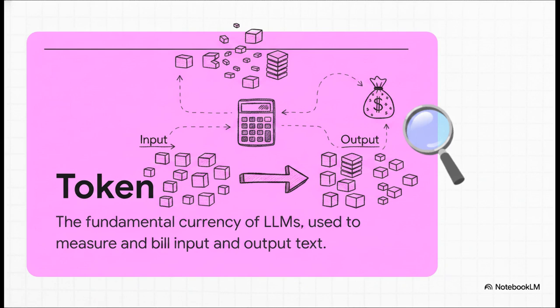A token is the absolute fundamental currency of large language models. It's the unit used to measure and bill both your input text and your generated output. When you send a prompt, you're charged this tiny, infinitesimally small amount per 1,000 tokens. And it's a two-way street, right? Your total API cost is calculated by taking the billed input tokens you send to the model and adding the billed output tokens the model generates back for you. And here's the kicker. Those output tokens require way more compute power to generate, which is exactly why they're usually billed at a much higher rate than your inputs.